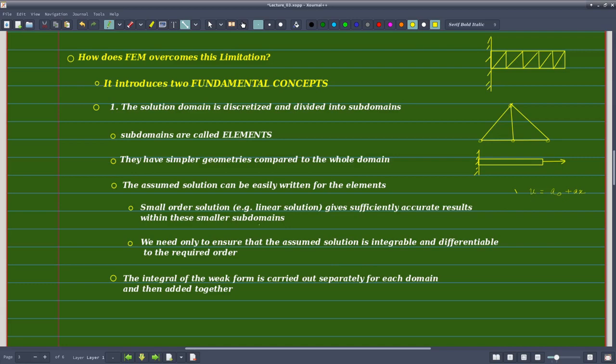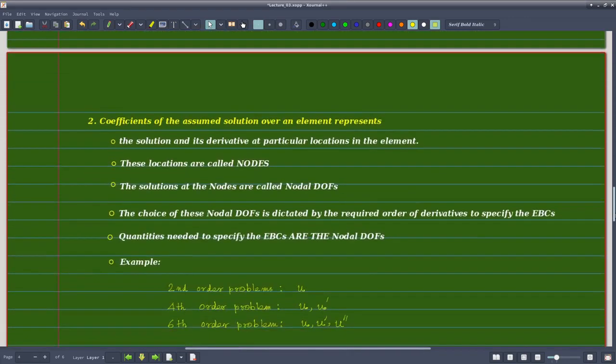And while finding the assumed solution, we deliberately keep them simple enough in most of the cases. While using those simple solutions, we need to just ensure that the assumed solution is integrable and differentiable to the required order. Okay, and the integral of the weak form will be carried out separately for each domain, and then we'll be adding it together. Okay, so that's how finite element method works.